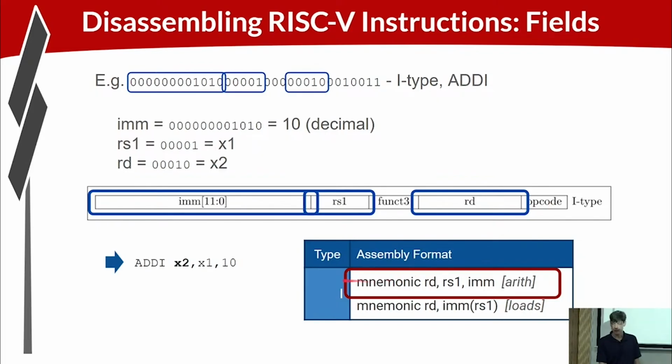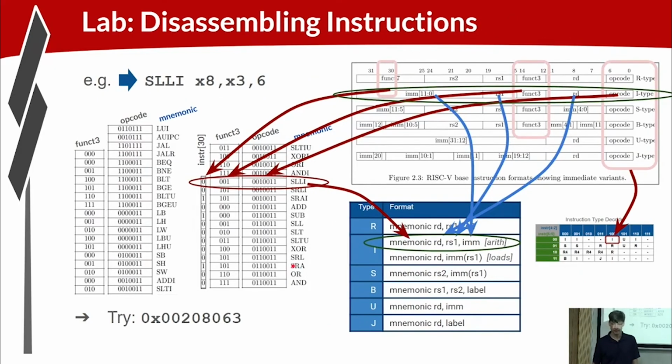Make sense? I mean, I-type is a little weird because it's got 2 different formats. This one's just for loads. We're not talking about a load instruction, so we're this format. Make sense? Your turn.